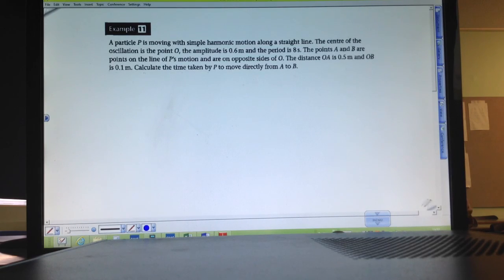Okay, this is the last example, thank God. Right, a particle P is moving with simple harmonic motion along a straight line.